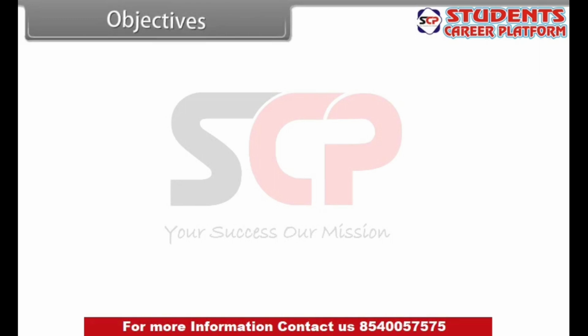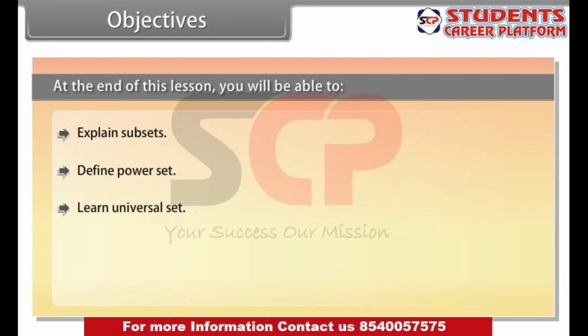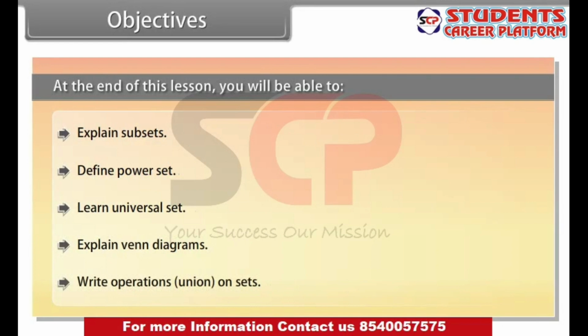Objectives. At the end of this lesson, you will be able to explain subsets, define power set, learn universal set, explain Venn diagrams, write operations on set.